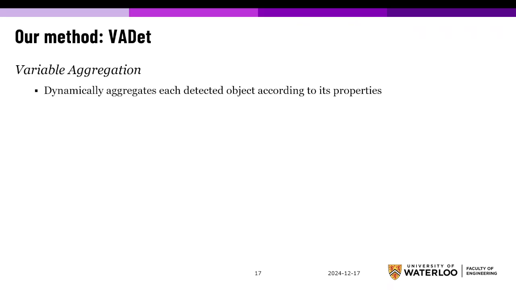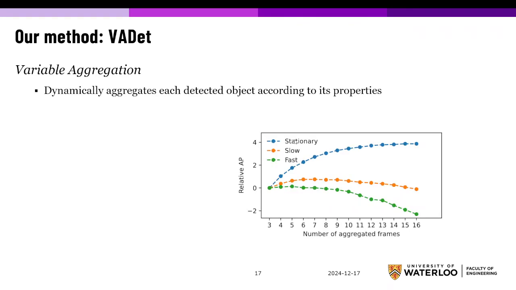So this leads us to our method. To address this particular challenge, we introduce what we call variable aggregation detection, VADet. So the main idea is to dynamically aggregate each detected object according to its properties, such as the movement of the object or some other properties like the density of the point clouds.